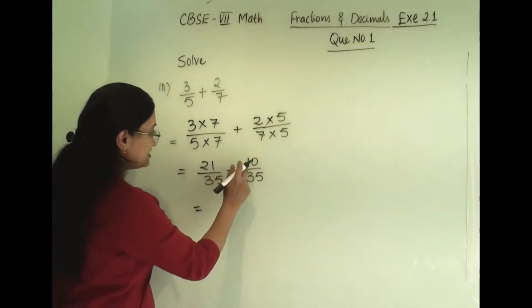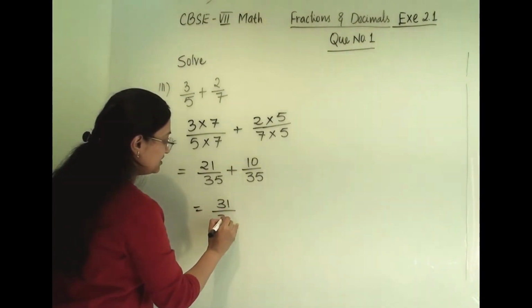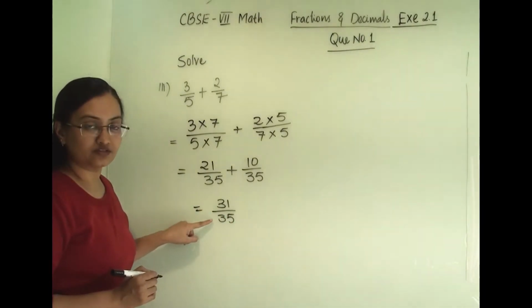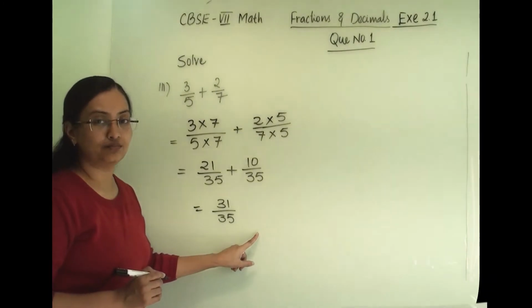Now let us add these 2. So we will get 31 divided by 35. Now the numerator is less than the denominator, so there is no need to change it into a mixed fraction.